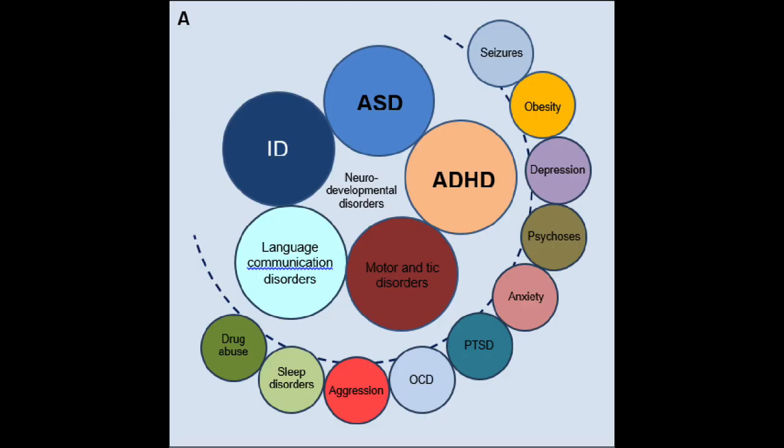And although it does not occur every time, neurodevelopmental disorders frequently have comorbid diagnoses. For example, individuals that have autism spectrum disorder often have intellectual disability, and many children with attention deficit hyperactivity disorder also have a specific learning disorder. Okay, so let's talk about intellectual disability.